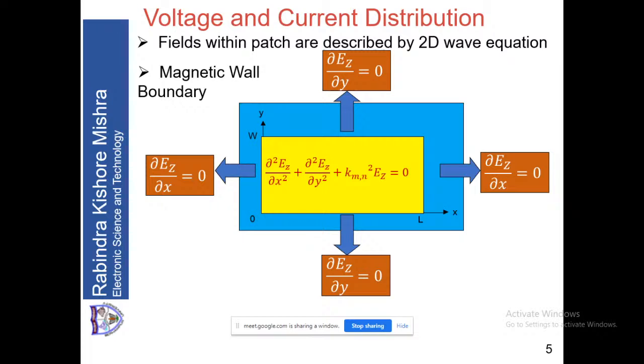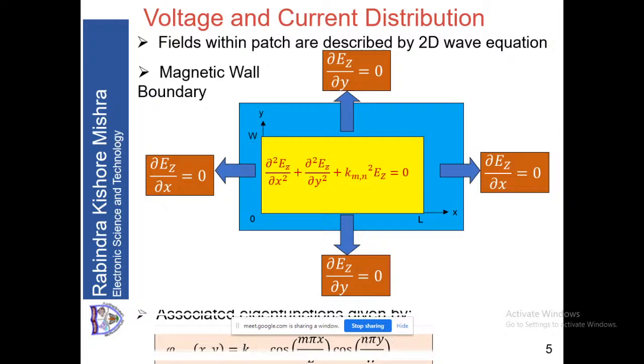Now you know, for the waveguide this 2D wave equation has eigenfunctions given as φmn(x,y) = kmn cos(mπx/L) cos(nπy/W), and that is the form of the eigenfunctions or the solutions of Ez. So Ez will be of this form, φmn, right? And m and n are the mode numbers.